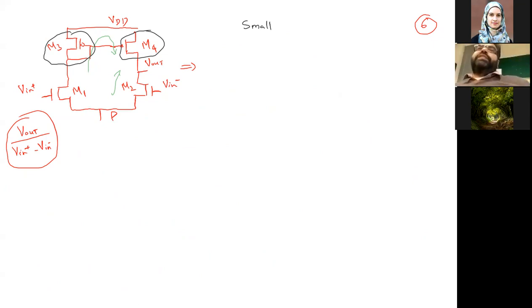And in that case, M3 and M4 can be NMOS, but then M1 and M2 will be PMOS. So ultimately they will be vice versa. Either the input pair will be NMOS and the current mirror will be PMOS, or the input pair will be PMOS and the current mirror will be NMOS. So in this configuration, we are using these as NMOS. Let me write it: M1 and M2 are NMOS, and M3 and M4 are PMOS.